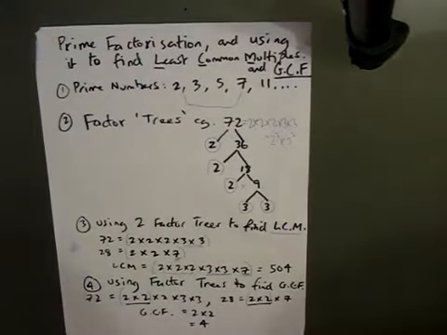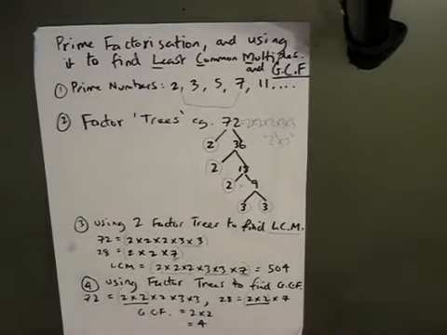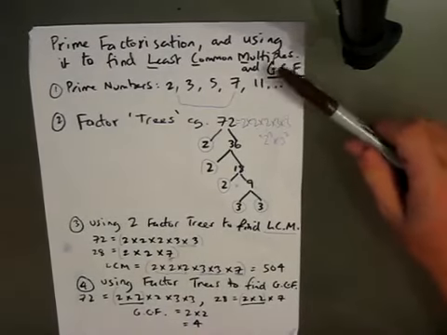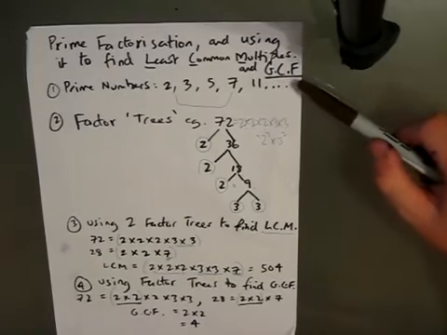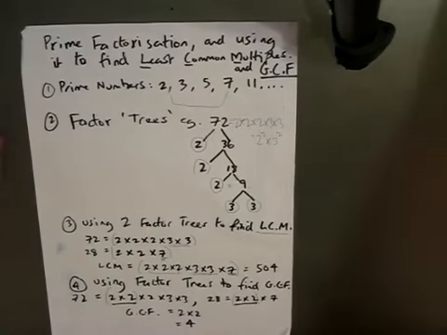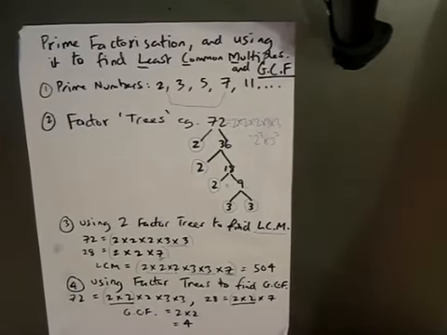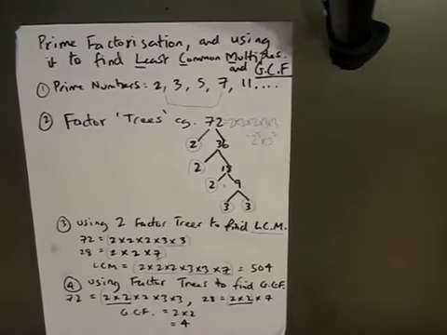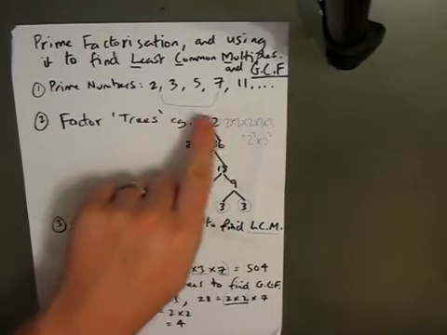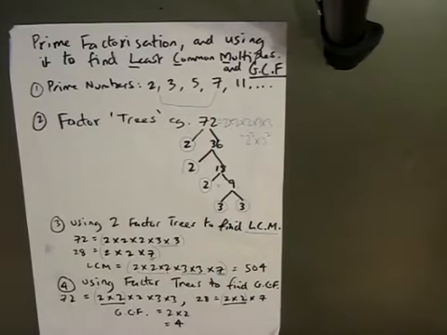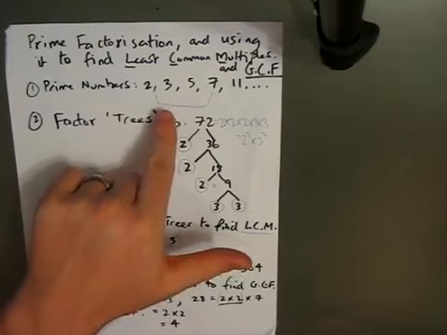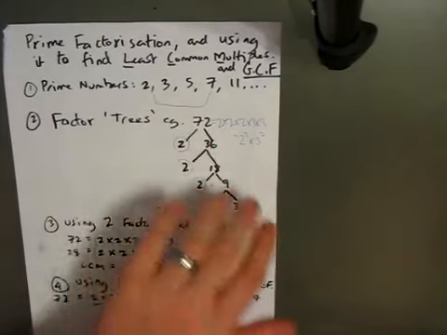So here we're looking at prime factorisation and using it to find LCMs, least common multiples, and GCFs, greatest common factors. So basically we'll be working with the prime numbers 2, 3, 5 and 7, maybe sometimes 11. But in general you'll find these prime numbers can factorise most other numbers. So the first thing you need to do is understand that a prime number is a number that can only be divided by 1 and itself.